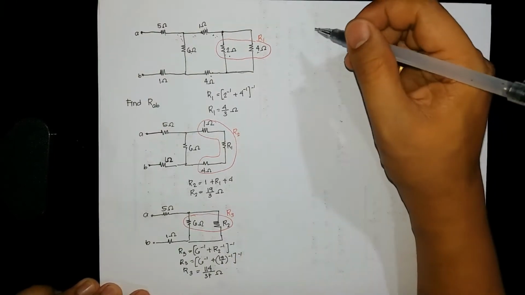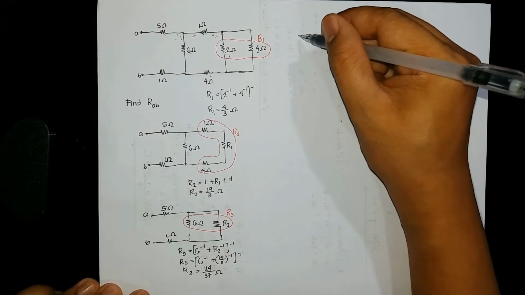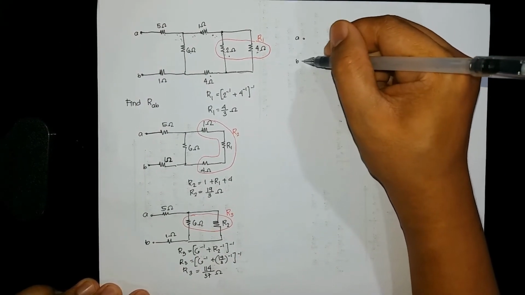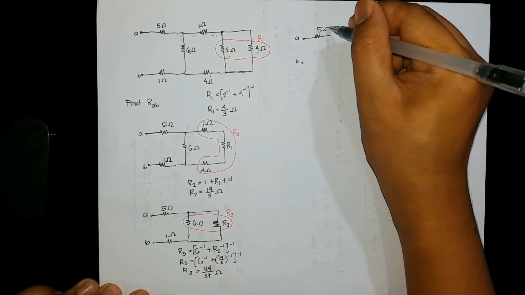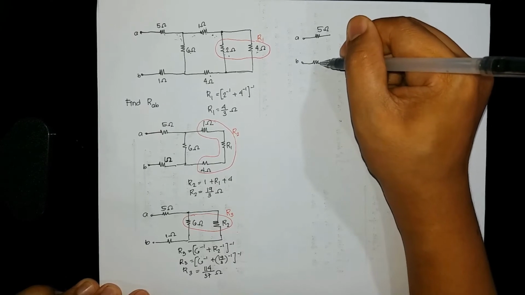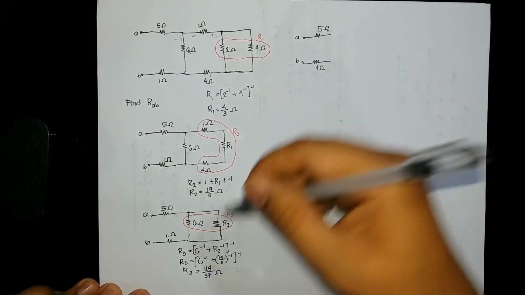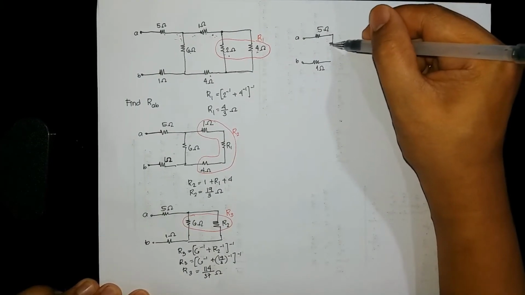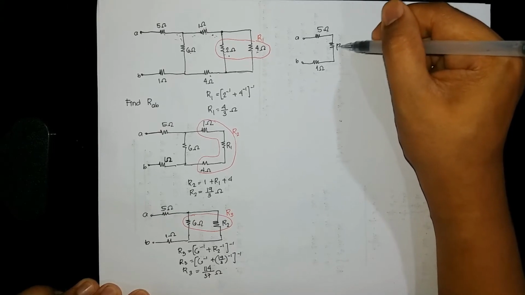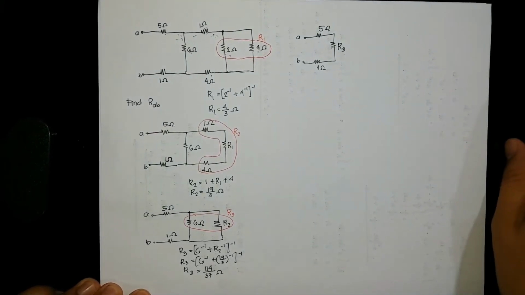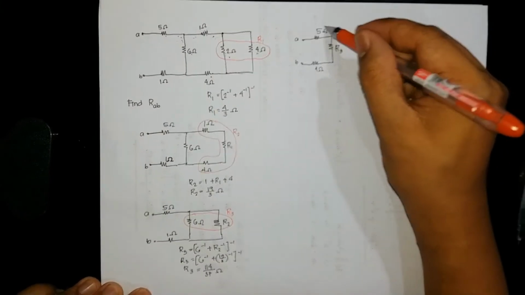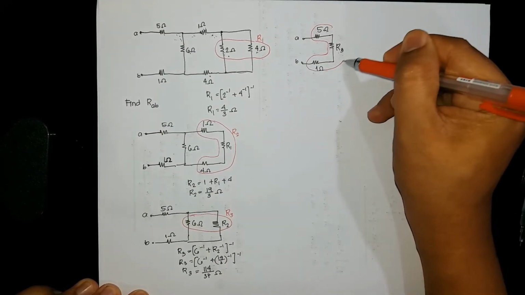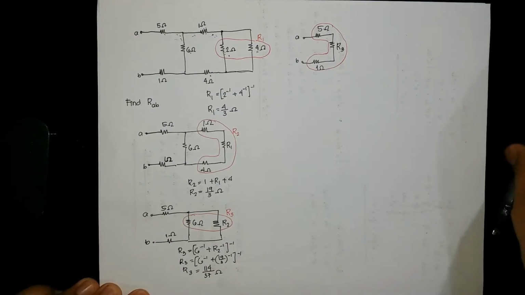Then you need to redraw your terminal A and your terminal B. You have your 5 ohms here. You have your 1 ohm here. Then the equivalent R3 is now here. So, you can see that this can now be connected in series.